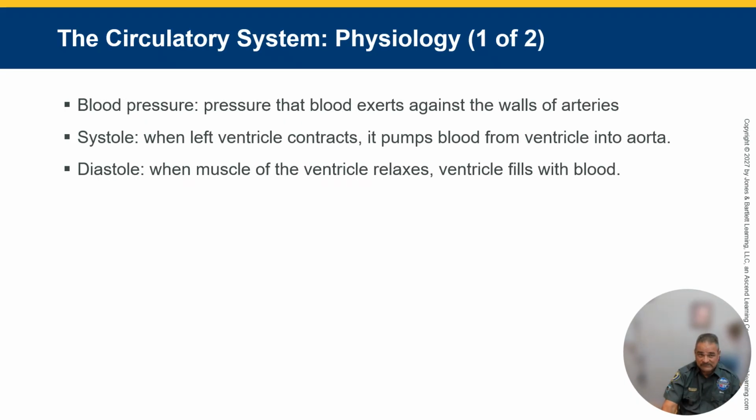Circulatory system physiology. Blood pressure is the force that exerts against the walls of the arteries. Systole is when the left ventricle contracts. When you're counting blood pressure, systole is that top number. Okay, it's when the ventricle contracts and pumps blood to the aorta. Diastole, which is the bottom number, is when the ventricle relaxes and the heart fills with blood. Those are test questions, folks. Systole and diastole.